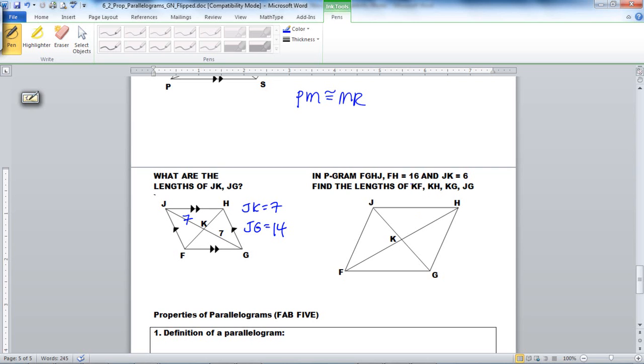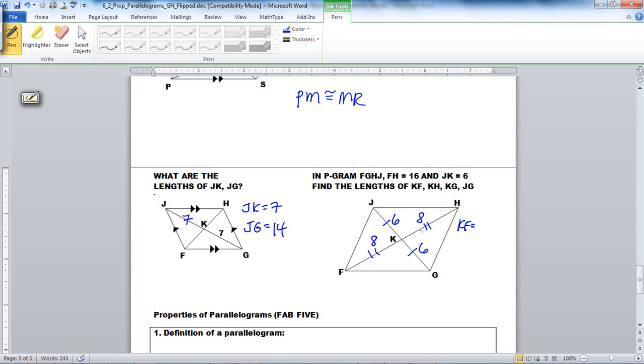So it says here in the parallelogram, so I know that this is congruent to that and that's congruent to that. It says FH is 16, so this whole diagonal is 16. Remember, diagonals are cut in half in a parallelogram, so that's 8 and that's 8. It also says JK is 6, so I'm going to mark that one as 6. But if JK is 6, we know KG is 6.